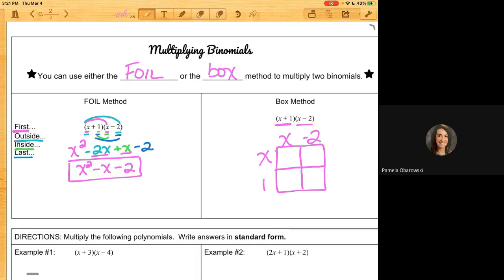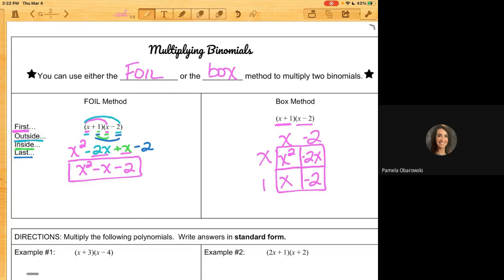So this first box, the upper left quadrant, I'm going to multiply the x times the x, and I get x squared. Then in the upper right quadrant, I multiply the x and the negative 2, and I get negative 2x. In the lower left, I multiply x and 1, and I get x. And in the lower right, I get 1 times negative 2 is negative 2. Again, the box helps us kind of organize our work and get a visual.